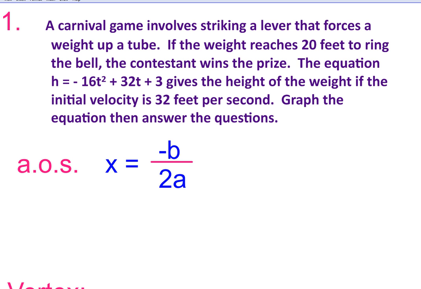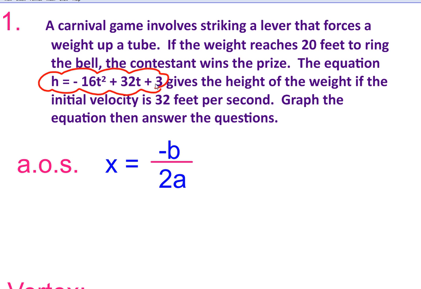The equation is given to us, which is really important. They're not asking us to come up with the equation, they're giving it to us right here. So that's the equation for the weight going up the tube. It gives the height of the weight if the initial velocity is 32 feet per second. And they want us to graph the equation and then answer the questions.